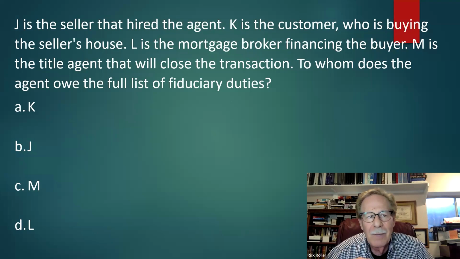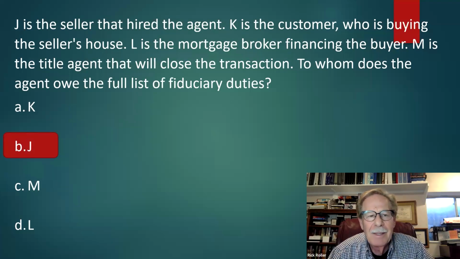Well, okay. What do you think, guys? It's got to be your client. J is the seller that hired the agent. Okay, I like that one. That's B, and that's the correct answer. K is the customer who's buying the seller's house, but you may or may not be representing that seller.